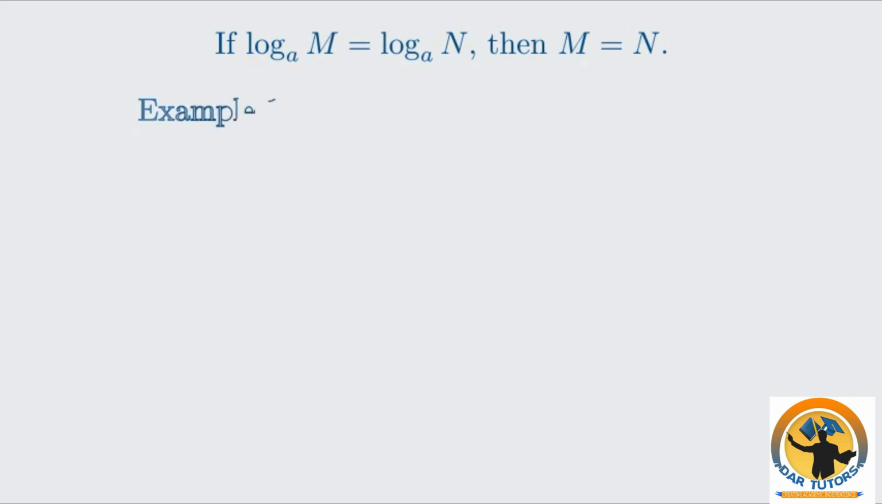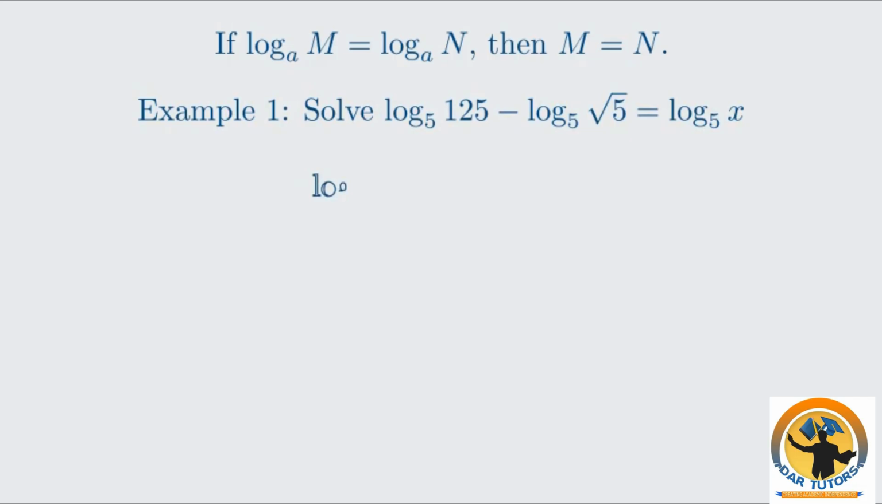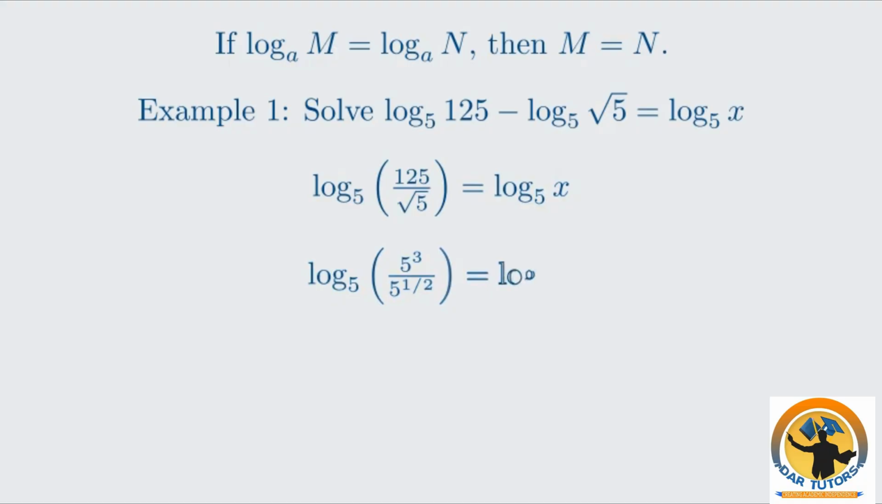Solve for x in the equation log base 5 of 125 minus log base 5 of the square root of 5 equals log base 5 of x. First, let's simplify the left side of the equation. We have the difference of two logarithms, so we can use the quotient law to combine them into a single logarithm. Now, let's simplify the argument. We can write 125 as 5 cubed, and the square root of 5 as 5 to the power of 1/2. Using the laws of exponents, we subtract the powers. 3 minus 1/2 is 2.5, or 5 over 2.